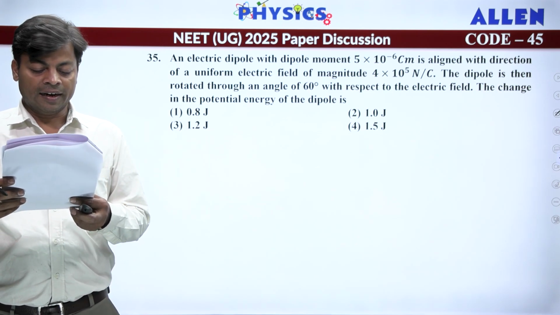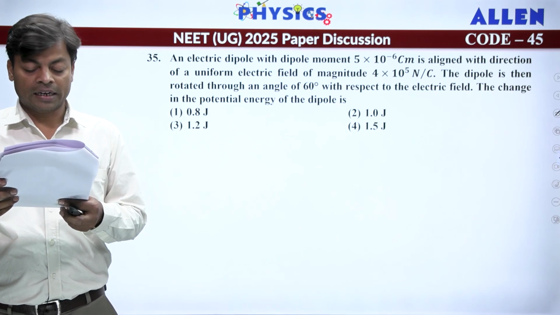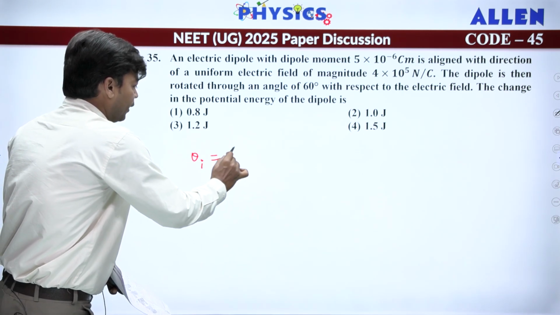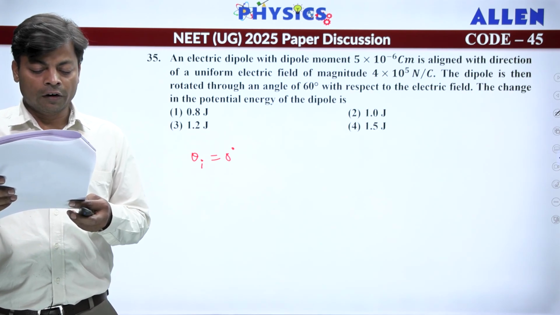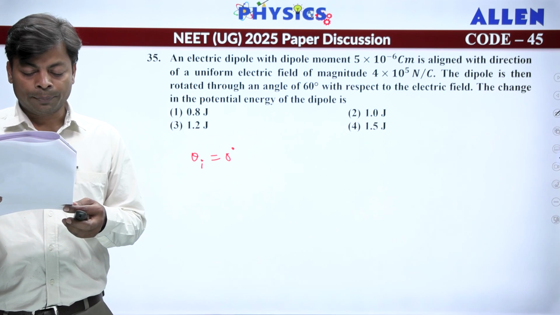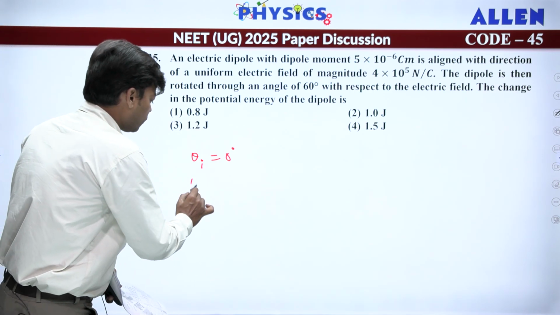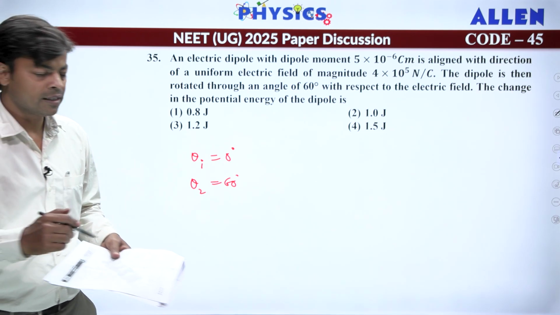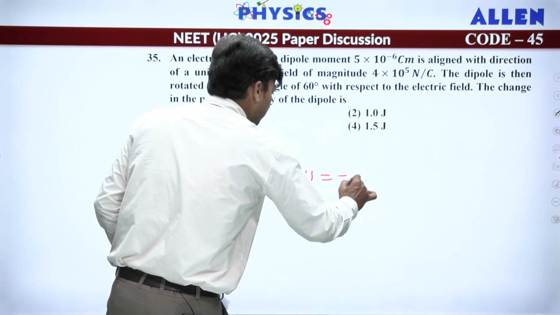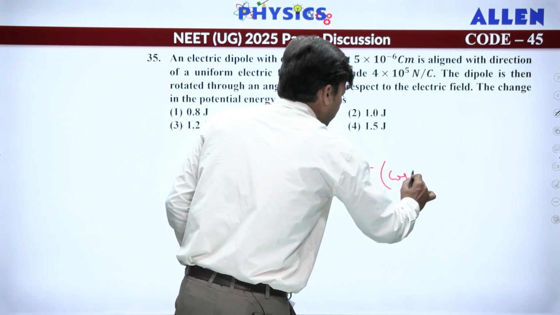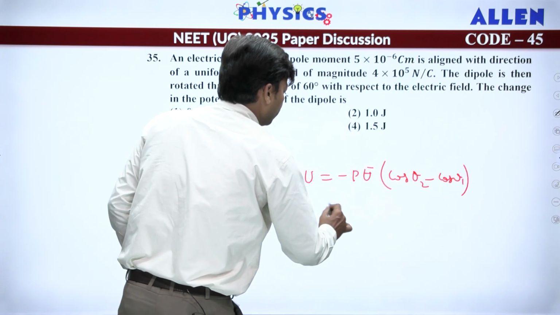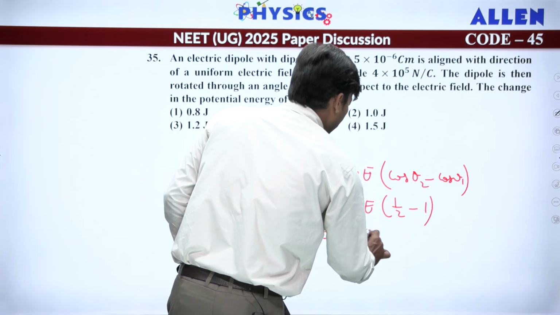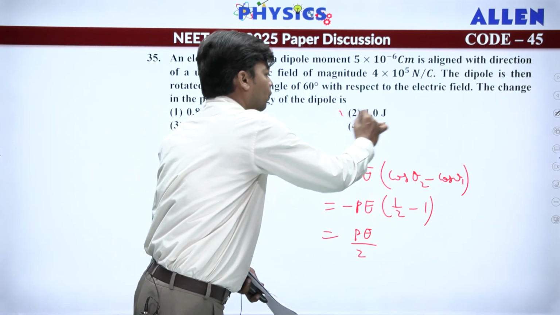Question number 35. An electric dipole with dipole moment 5 into 10 to the power minus 6 coulomb meter is aligned with the direction of a uniform electric field. So the initial angle theta 1 is 0 degree, and the electric field value is also given, 4 into 10 to the power 5 Newton per coulomb. The dipole is then rotated through an angle of 60 degree. Theta 2 is 60 degree. So what it is asking? It is asking the change in potential energy. So change in potential energy is final potential minus initial potential. So delta U will be minus PE into (cos theta 2 minus cos theta 1). Cos theta 2 is 1 by 2, so minus PE into (1 by 2 minus 1), which is PE by 2, and if we do the math, we will get 1 joule.